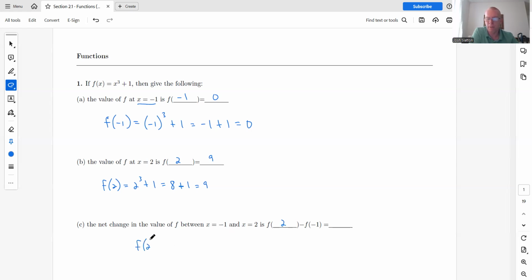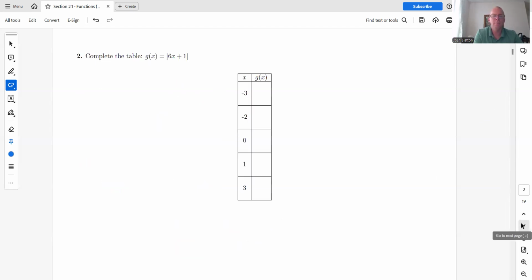And so that's just what we found in parts A and B. So f of 2 is 9 for part B. And then f of -1 is going to be 0. So this is just 9 minus 0, which of course is 9. All right, so there is the first one. Let's look at number 2 here.